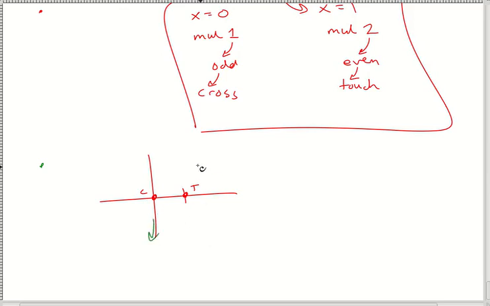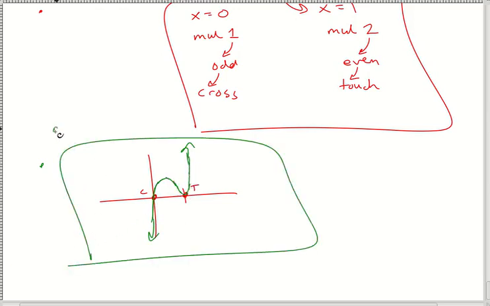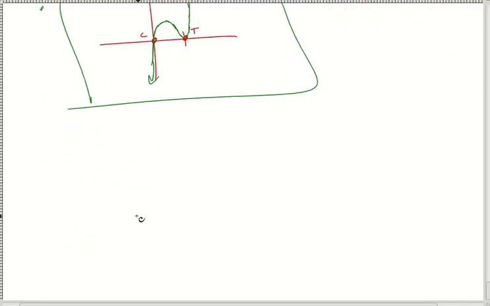Falls left, rises right, and I'm going to cross right on through, whoosh, and I'm going to touch this, bleep, and there you go. There's my graph. Cool. Next one, 3.2.47.